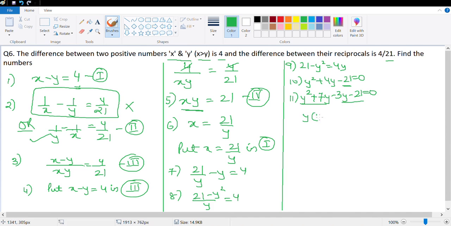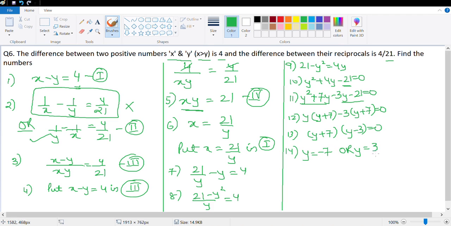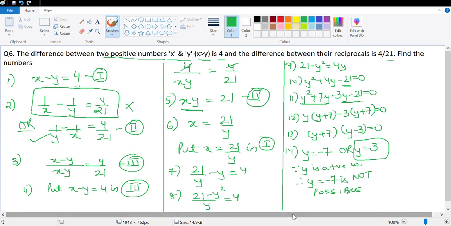Grouping it the way I've underlined, y times y plus 7 minus 3 times y plus 7 is equal to 0, which means y plus 7 times y minus 3 is equal to 0, which means y is equal to negative 7 or y is equal to 3. So two possible values of y. Let's read the question. These are two positive numbers. So since y is a positive number, y is equal to negative 7 is not possible. Therefore y is equal to 3.